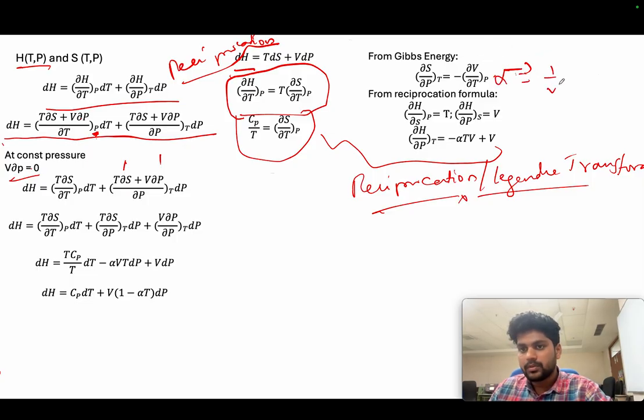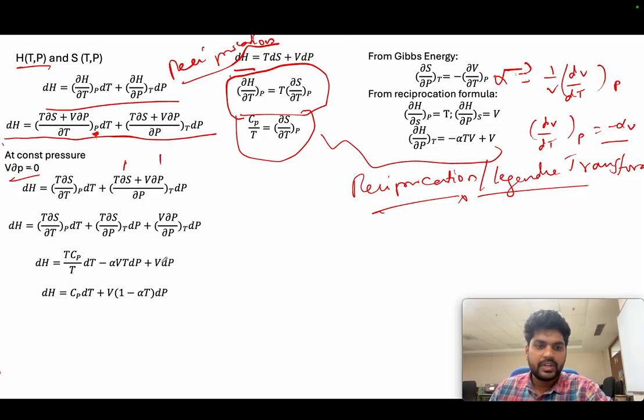Alpha equal to 1 by v dv by dt at constant pressure. So dv by dt at constant pressure equals minus alpha v. So that's what we have written here. If you see it here, we already have the t from t1. I kept the t as it is, and ds by dp at t is equal to minus dv by dt. Dv by dt equals minus alpha v plus v.